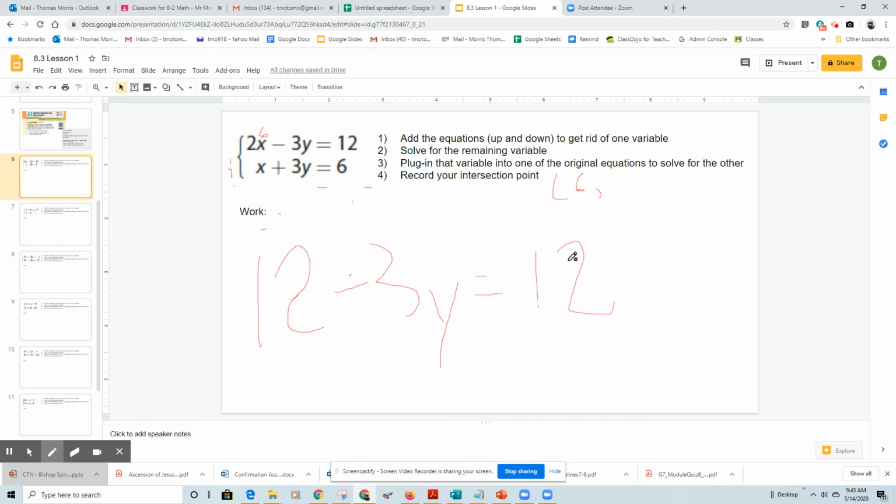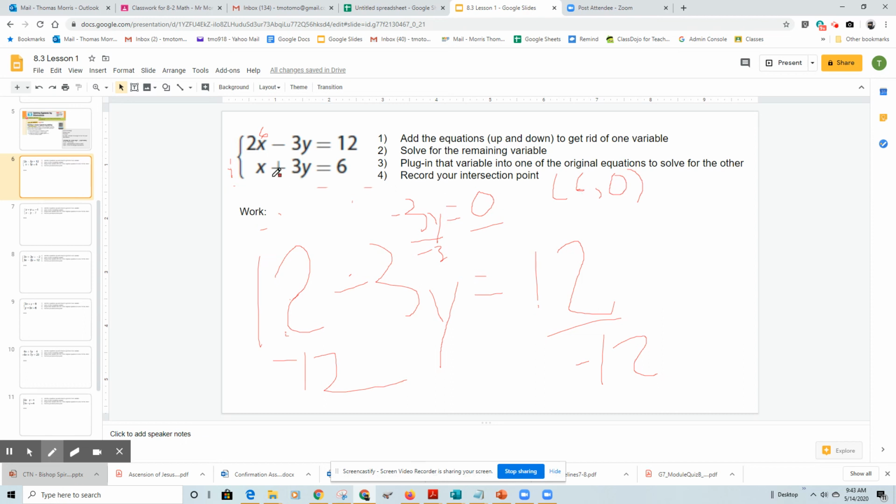All right, so I'm going to get y by itself. I'm going to subtract 12 from both sides. Once I do that, I'm left with negative 3y equals 0. Divide both sides by negative 3. Once I do that, 0 divided by anything is 0. So there is my solution set: 6 for x, 0 for y.